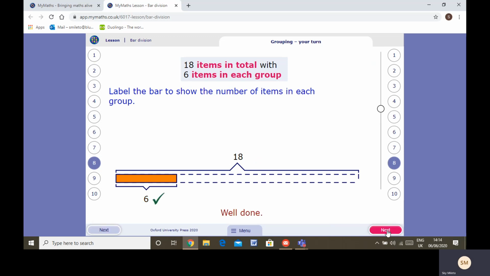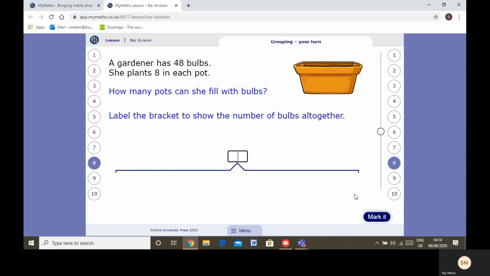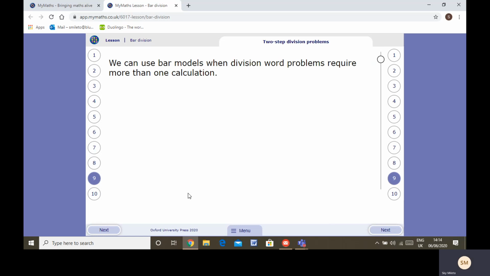I need to work out how many groups I have. So I would do 18 divided by 6. Now I know 6 times 3 equals 18. 6, 12, 18. So therefore I know that 18 divided by 6 equals 3. I have 3 groups of 6 to get 18. I'm not going to go through the rest. We can use bar models when division word problems require more than one calculation.